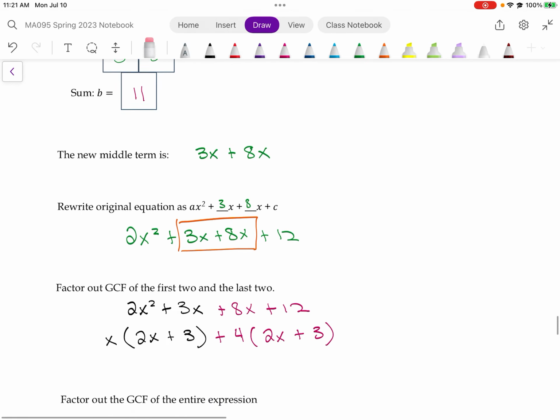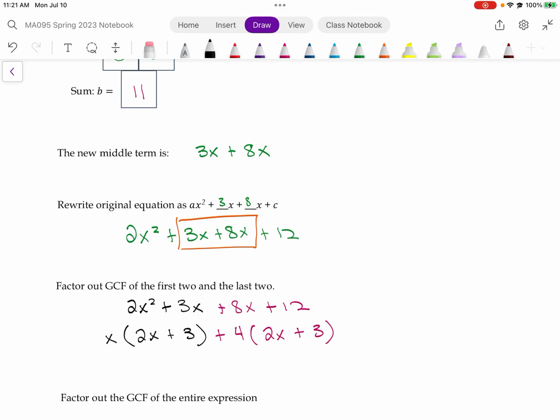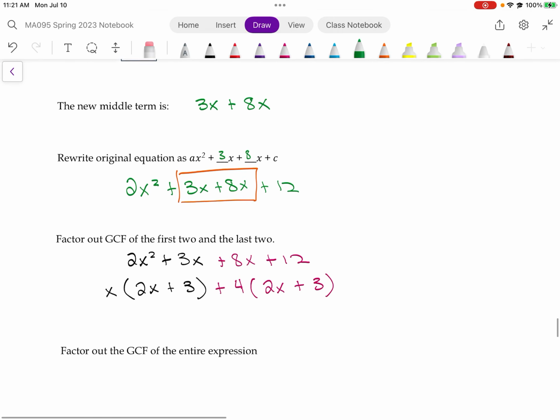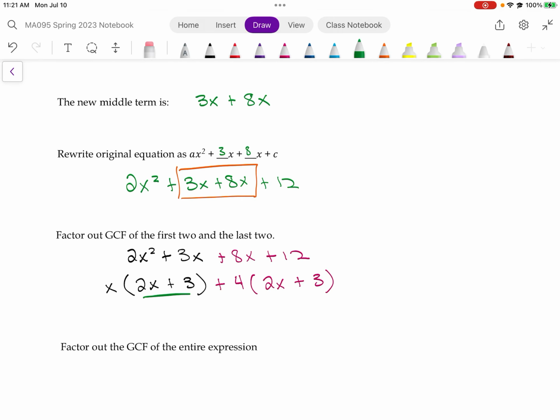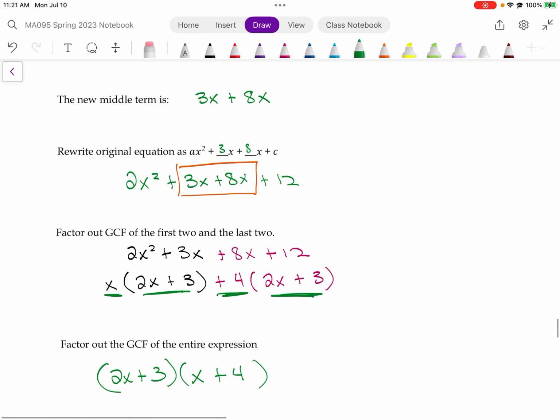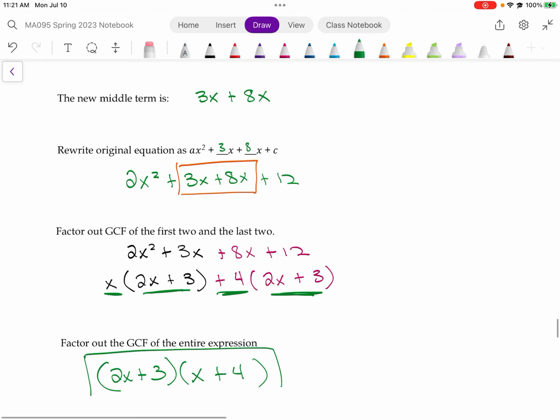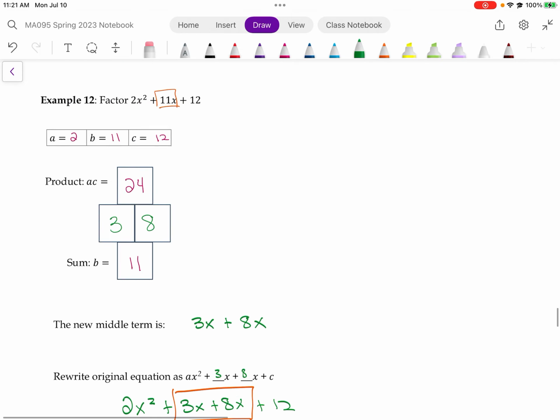All right. So now that is our factored version. So now we're going to factor out the greatest common factor of the entire expression. So that's the 2x plus 3 is going to come out, 2x plus 3. And then that's going to be multiplied by, what is it multiplied here? X, and here plus 4. All right, so that's our answer. That's our factored form of this quadratic right up here.